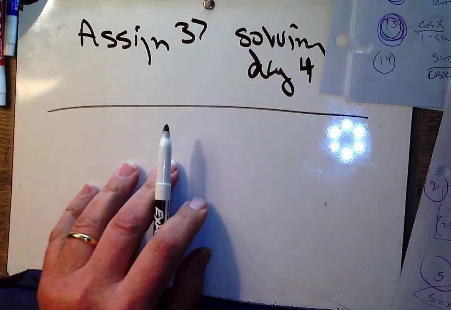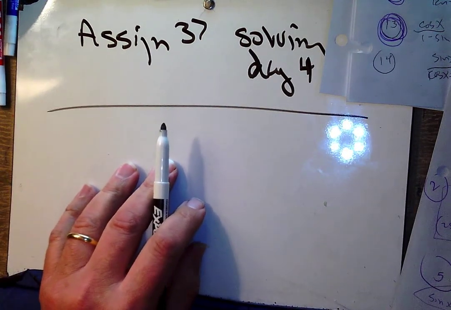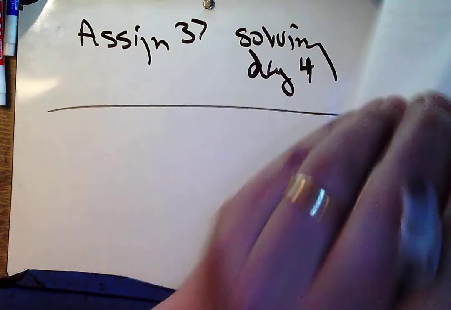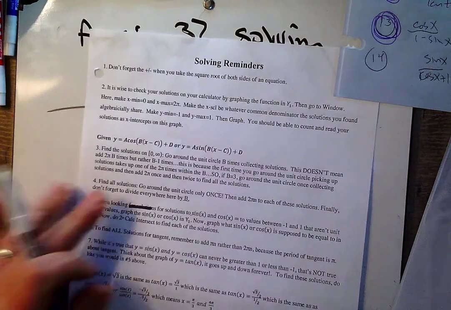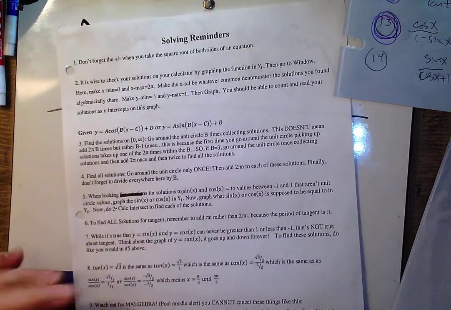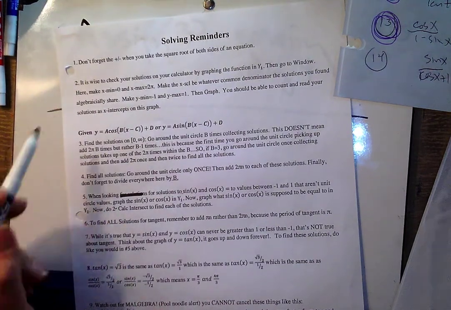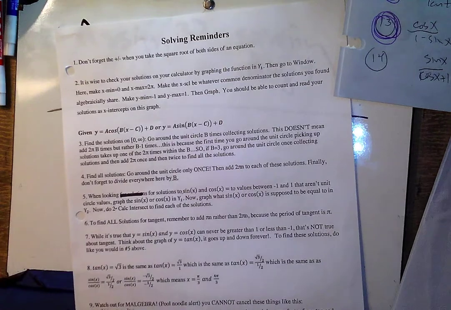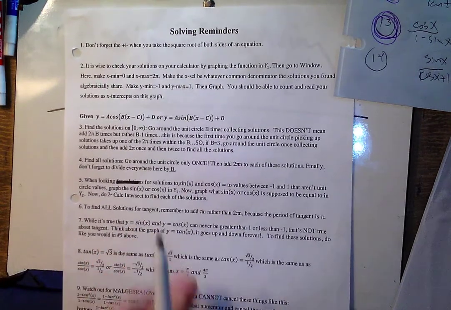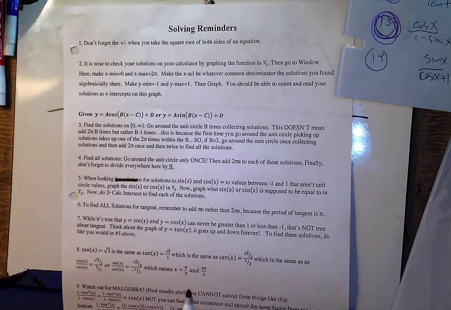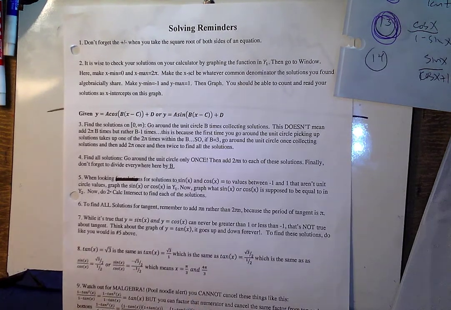Solving day 4, we've said everything there needs to be said, so really this is just practice. I might encourage you to open this file in Teams, solving reminders. These are all the common mistakes that people make and what you should be thinking about and why you should be thinking about it. So if you haven't taken a look at this yet, you might want to go through this. It sounds very reminiscent of the last few videos we've talked about.